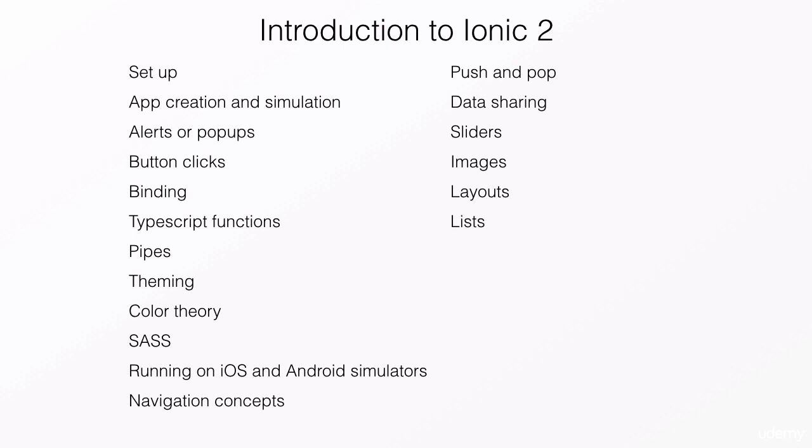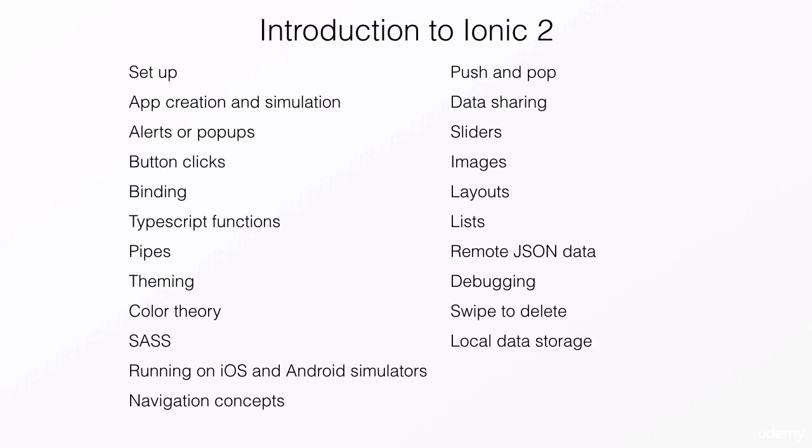We'll look at lists, which of course are fundamental to all apps. We'll get some remote JSON data to populate those lists. We'll learn how to debug our app and send ourselves messages. We'll learn about swipe to delete in the lists. We'll look at storing local data inside of our app. And we'll look at SQLite storage, which is the gold standard for data storage in apps. And as part of that, we'll learn about Cordova plugins and how to install them.